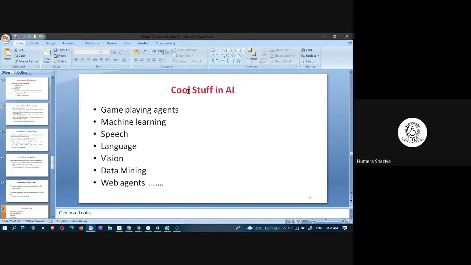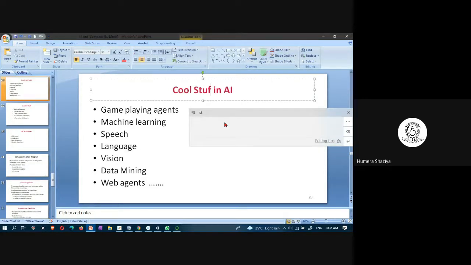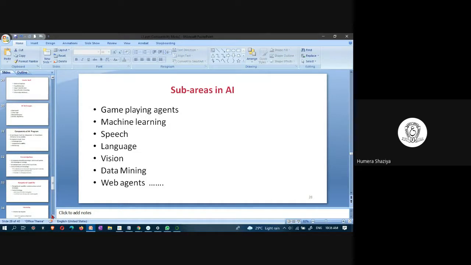Actually, this should not be the full steps. Rather, it should be the sub fields or sub areas of AI: game playing, machine learning, speech, language, vision, data mining, web agents. These are all sub areas in AI.